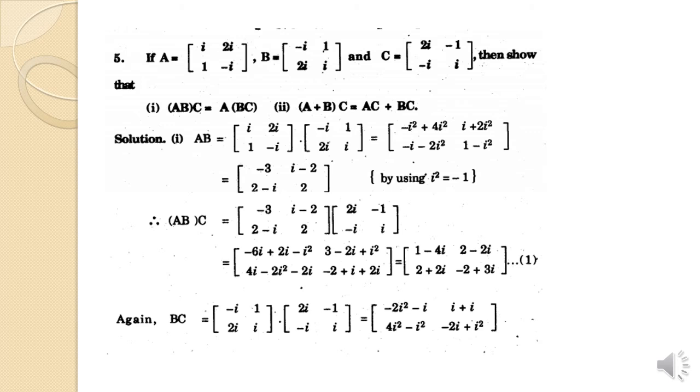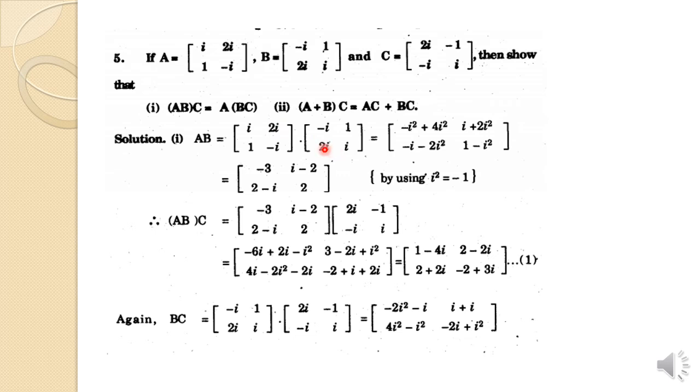Now student, question number 5, you have to simply prove the associative law with respect to multiplication and with respect to addition. So first, in part 1 we have to multiply AB. So matrix A is this and matrix B is this, and you know how to multiply these two matrices.